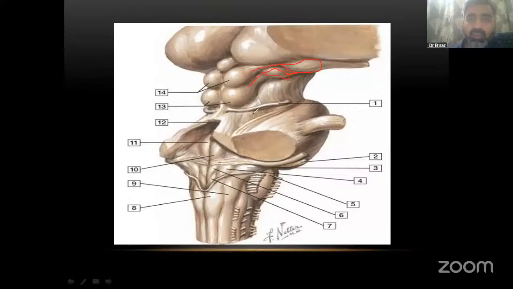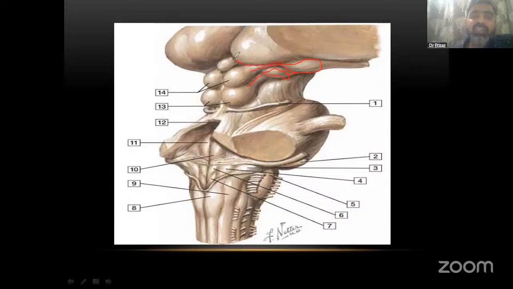So look at here, these structures, the superior colliculus, superior brachium, are connected with the lateral geniculate body because it's the visual pathway, it helps in vision. Okay. The inferior colliculus, inferior brachium, is connected with the medial geniculate body. Okay. Up to here, it's clear. So now we have other relations.